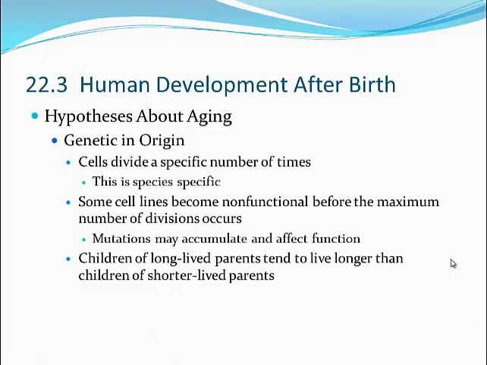There are different hypotheses about aging. The first of those is genetic in origin. Cells divide a specific number of times. This is species-specific. Some cell lines become non-functional before the maximum number of divisions occur. This may be due to mutations that accumulate and affect the function. For this reason, children of long-lived parents tend to live longer than children of shorter-lived parents.